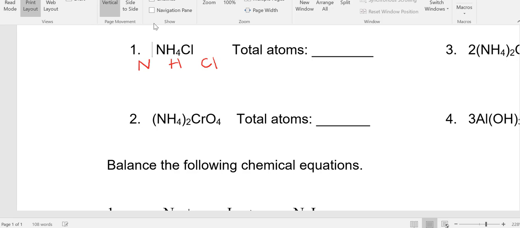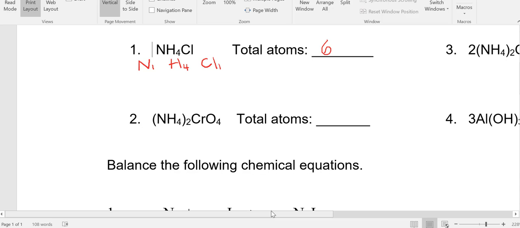I've got a nitrogen, a hydrogen, and a chlorine. The little 4 here means 4 nitrogens. I have 4 hydrogens. I have 1 nitrogen and 1 chlorine. So if you just add up the little subscripts, you'll notice you get a total of 6. All right, well that's one of the easy ones.